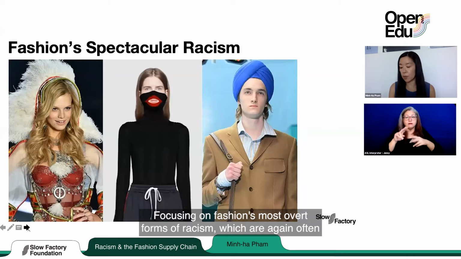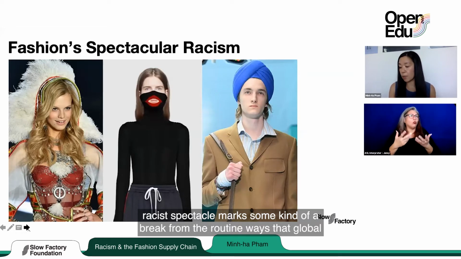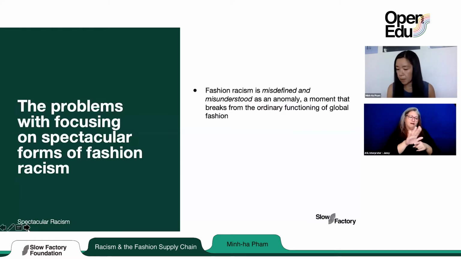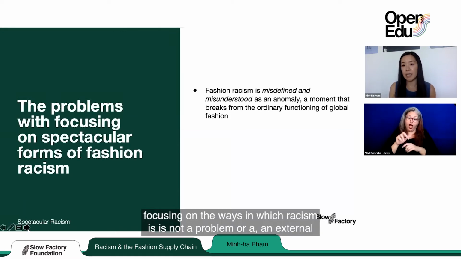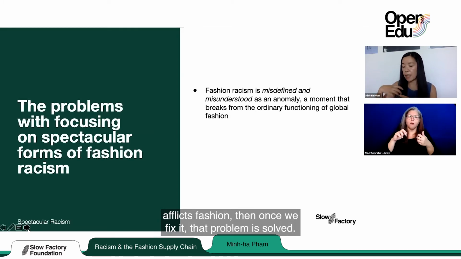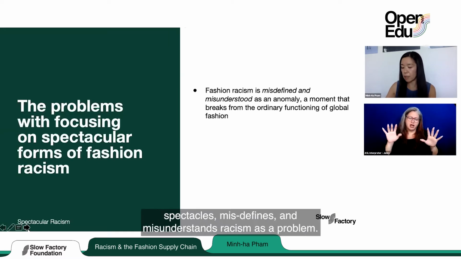Focusing on fashion's most overt forms of racism, which are, again, often outrageous and shocking, constructs fashion racism as an anomaly, as if this racist spectacle marks some kind of a break from the routine ways that global fashion and capitalism ordinarily function. Focusing on fashion's most overt forms of racism means that we're also not focusing on the ways in which racism is not an external problem that afflicts fashion, right? So the idea is that if it's this external problem that afflicts fashion, then once we fix it, that problem is solved, right? And so the focus on fashion's outrageously overt racist spectacles misdefines and misunderstands racism as a problem.